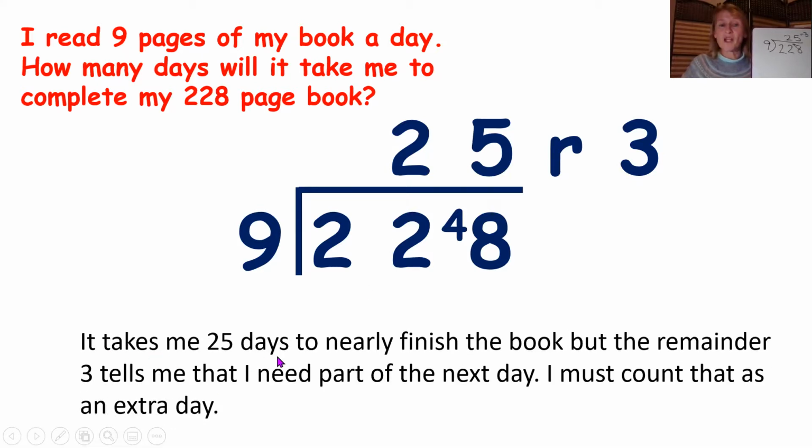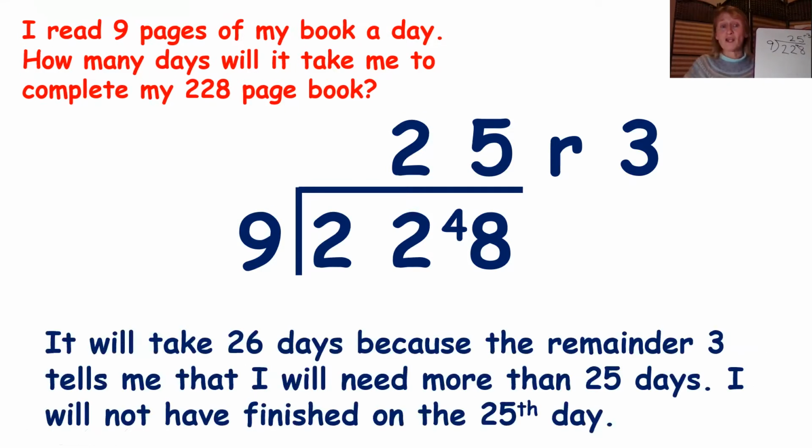So it takes me 25 days to nearly finish the book, but the remainder 3 tells me that I need part of the next day. I must count that as an extra day. So the answer to how many days will it take me to complete the 228-page book is, it will take 26 days, because the remainder 3 tells me that I will need more than 25 days. I will not have finished on the 25th day. That is your answer. That's the kind of sentence I want for the answers.